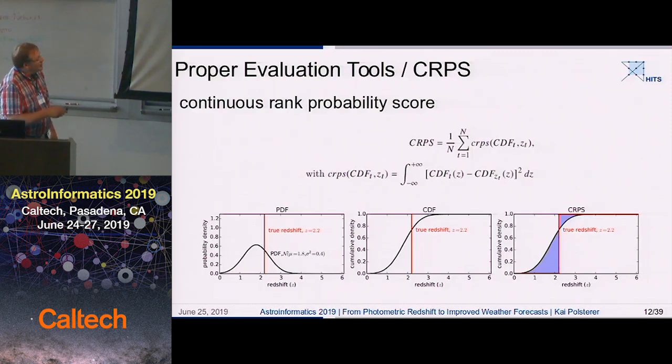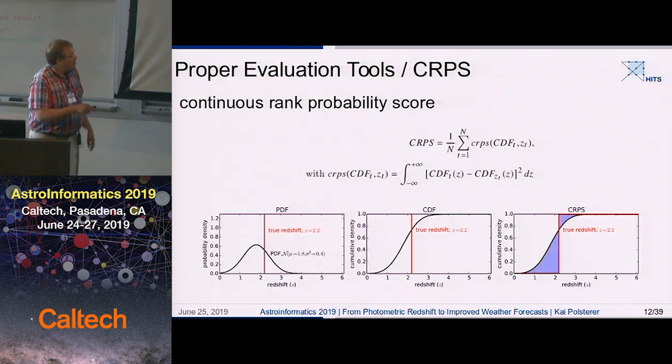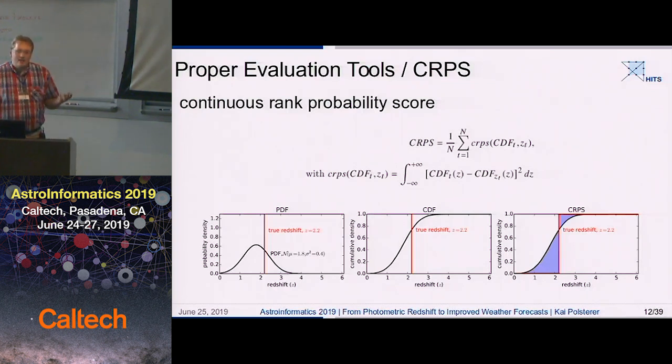And the CRPS, in this example, is explained: you just take the PDF, transfer it into its cumulative distribution function, then you take the Heaviside step function, that is the CDF of this true redshift, and then you just look at the difference, the area, and integrate over the squared area there, and that's telling you a lot.